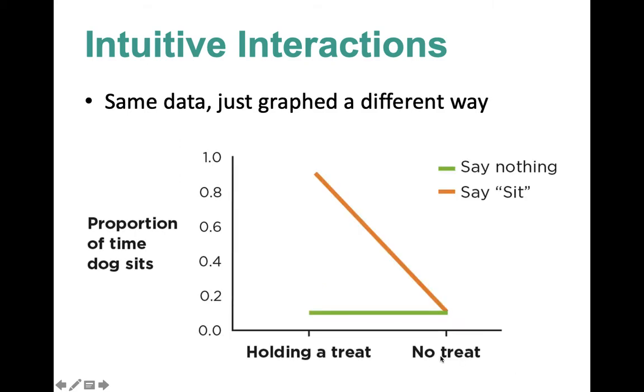So you can always graph an interaction in multiple ways. It just depends which way is more clear or which you think will be more intuitive to the audience that you're trying to communicate the result to.